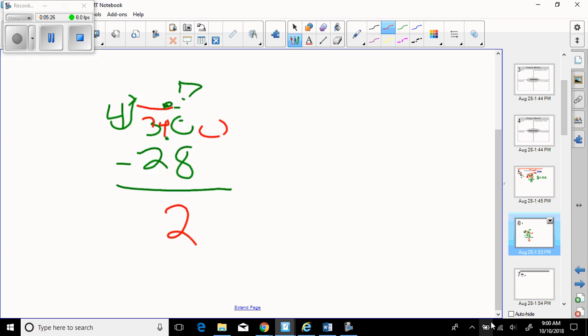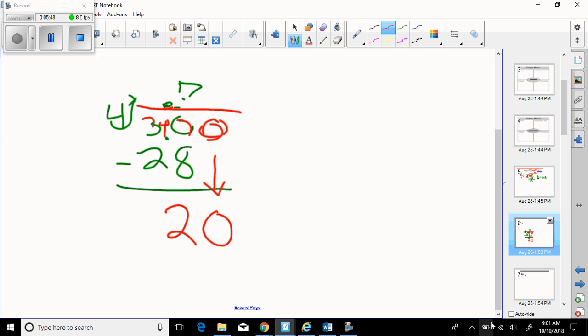All right, let me fix this right here. Okay. So when you add a 0 up here, you bring it down and you add it there. So now we say, 4 times what is 20? 4 times what is 20? 5. Yeah, 5. So throw your 5 up there.